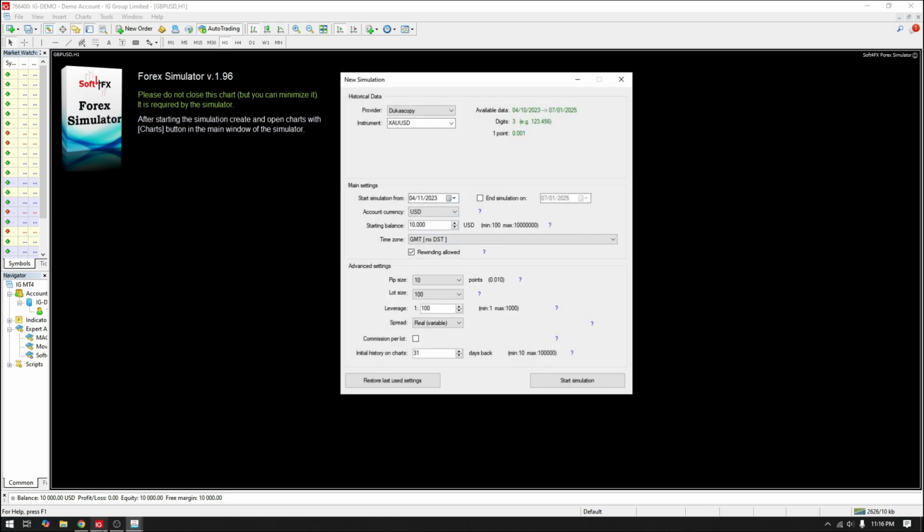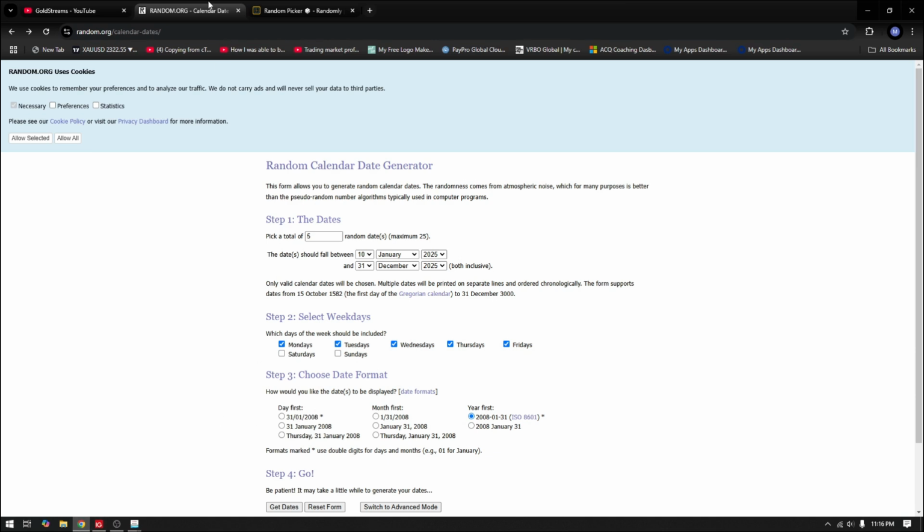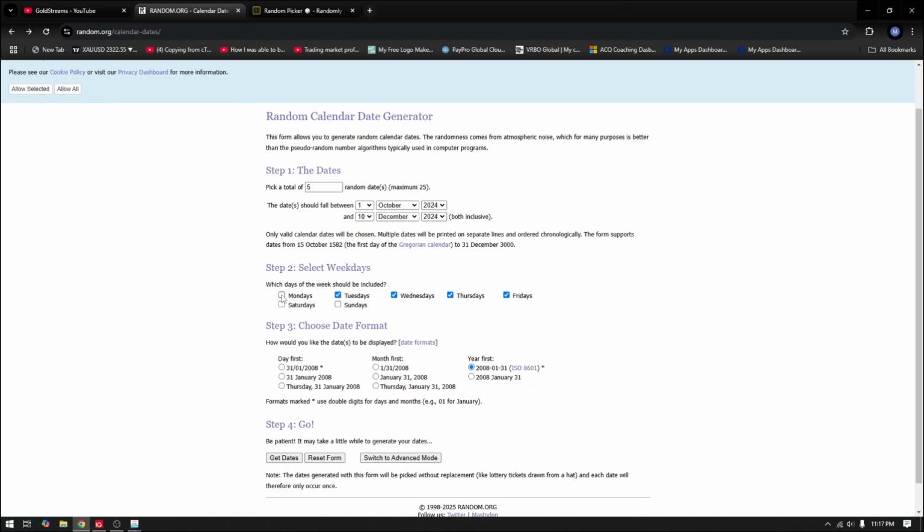So the first thing we need to do is obviously pick a date. So we've got a random date here. Let's just do from, I don't want to go too far back, so let's go October the 1st, 2024. And obviously you don't want to go too far into December. You want to keep it within the trade ranges that you trade, and within your trading rules, whether that be your session or your pair.